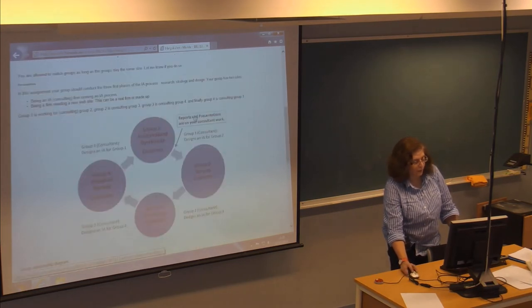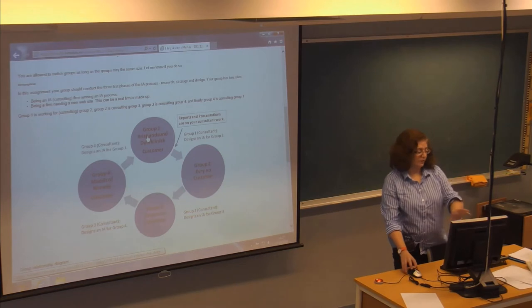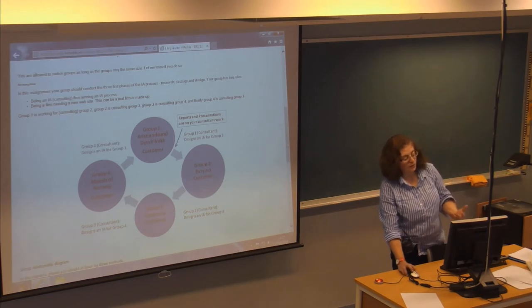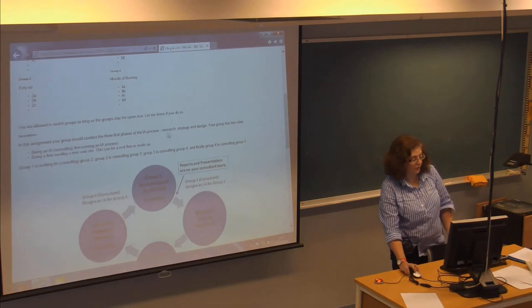And then when you write a report, you are writing a report as a consultant for this group, and this group is writing a report as a consultant for you. Okay, but what you have to do here will become more clear as we get on in the semester, because at this point you know what these processes are, the research, the strategy, and design, but that's part of the chapters in the book.